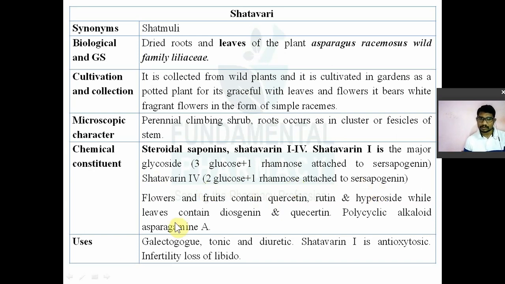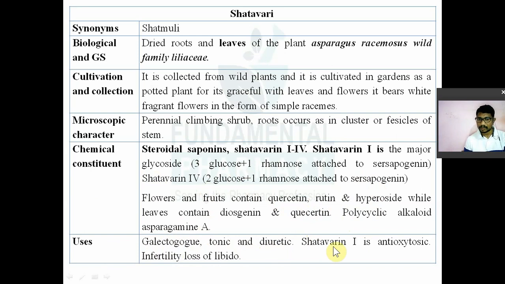Flowers and fruits contain quercetin and rutin, two antioxidants from Shatavari, then hyperoside, while the leaves contain diosgenin and quercetin. A polycyclic alkaloid, asparagamine A, is also present. It is used as a galactagogue, which means it increases milk production.